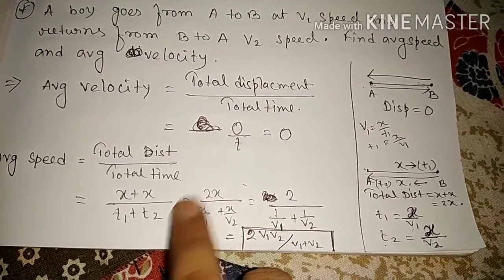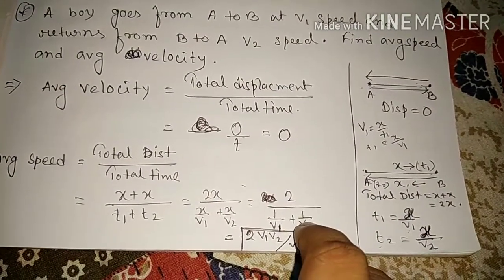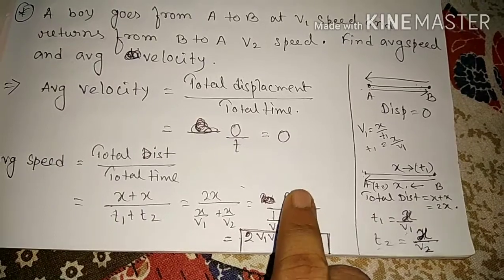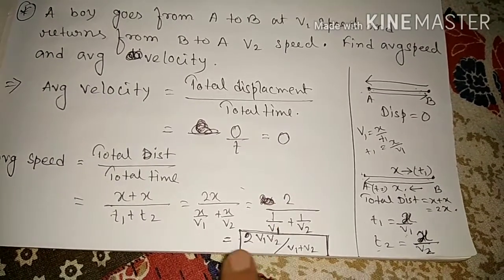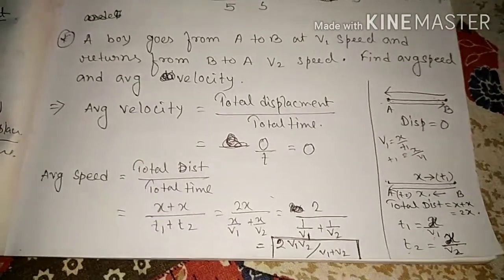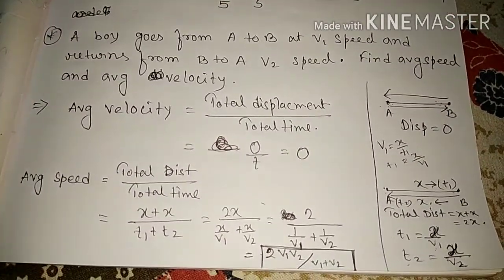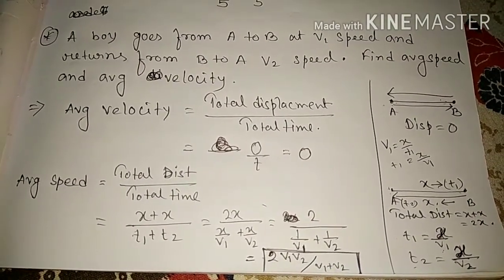So x is taken common, and they cancel each other. So we have 2 divided by (1 by v1 plus 1 by v2). If we simplify this one, we have 2 v1 v2 by (v1 plus v2). Now if you know the values of v1 and v2, then you put them here and easily calculate the average speed of this condition.